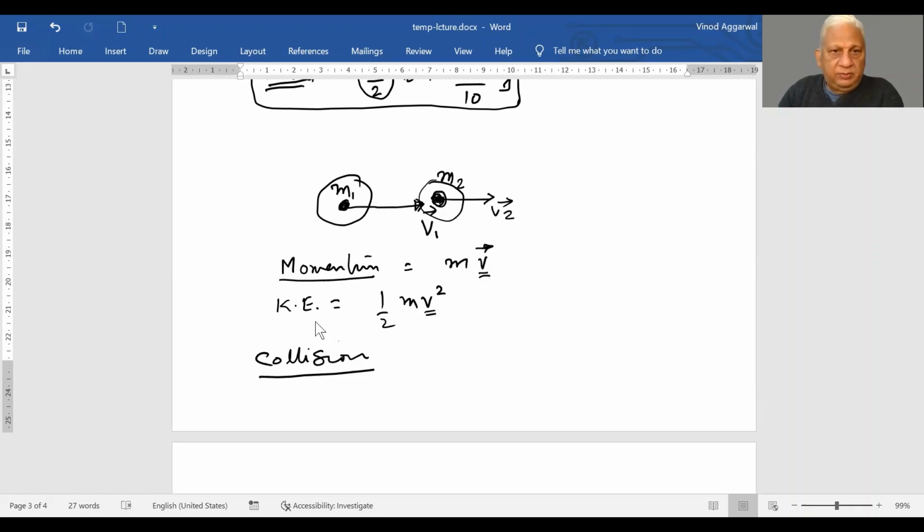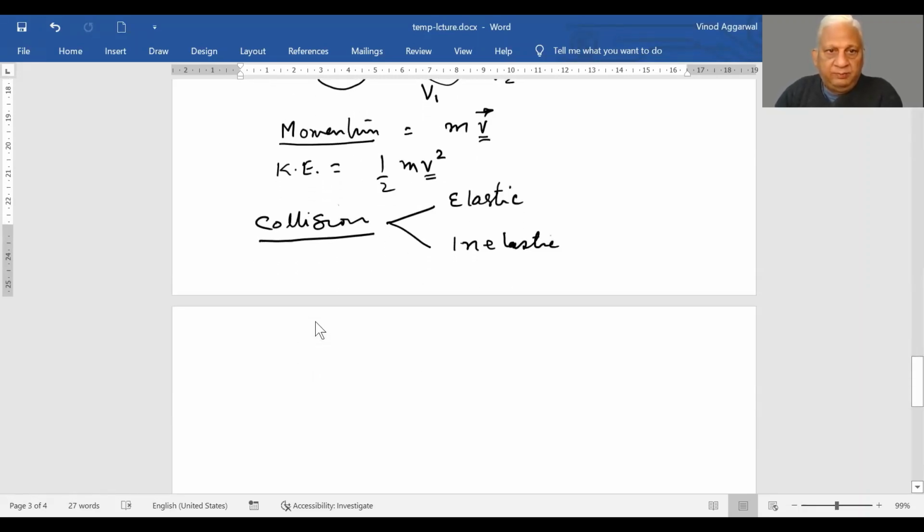Now what happens during collision? We have two types of collisions, two categories of collision. One is perfectly elastic, and second is inelastic. Now during perfectly elastic collision, two things are maintained. One is linear momentum is maintained.